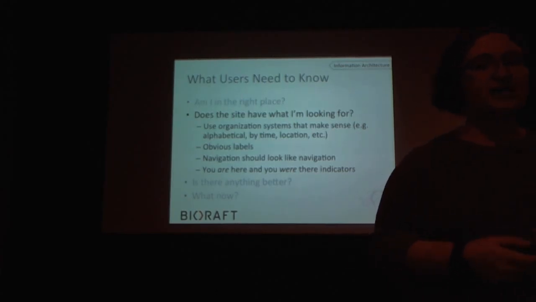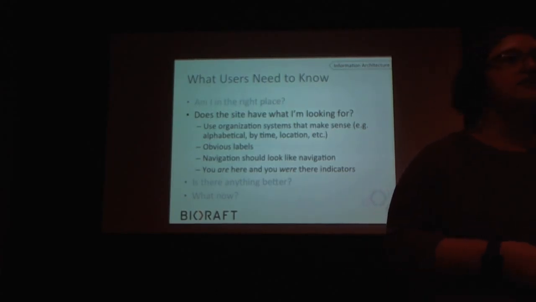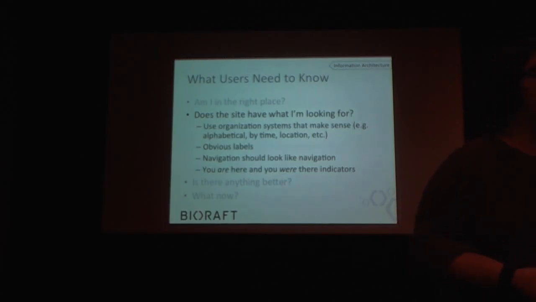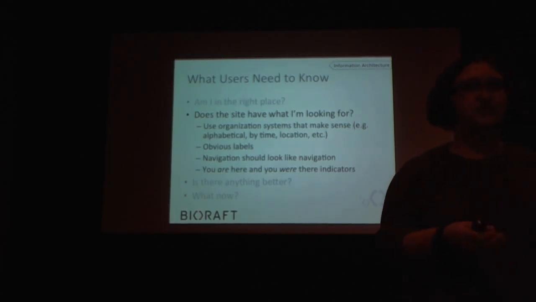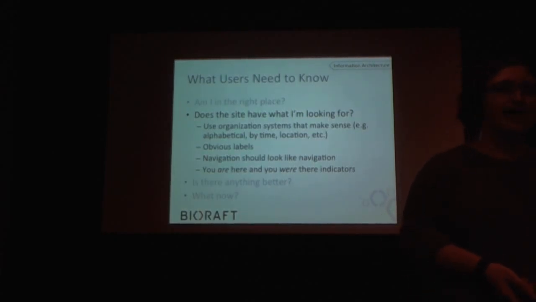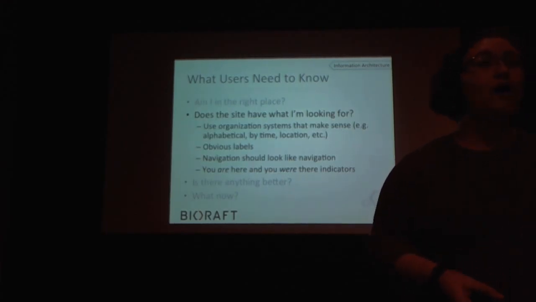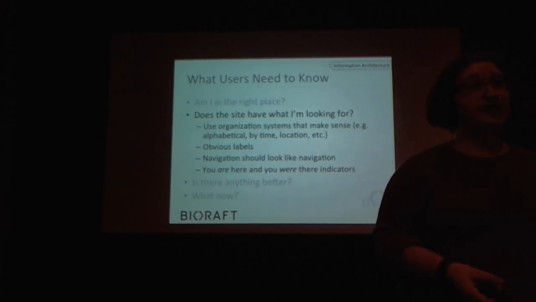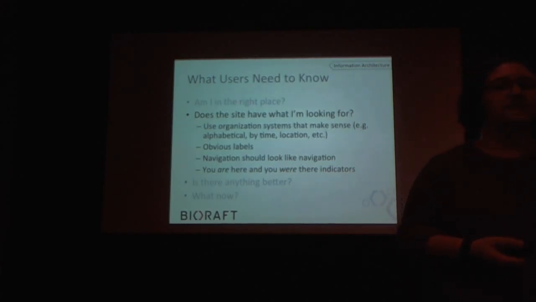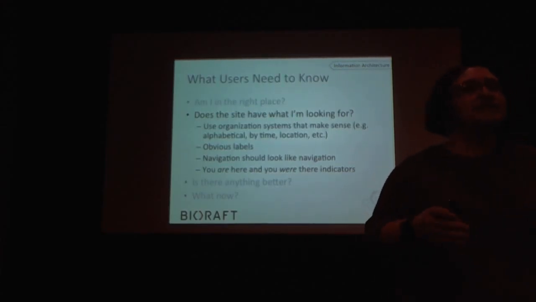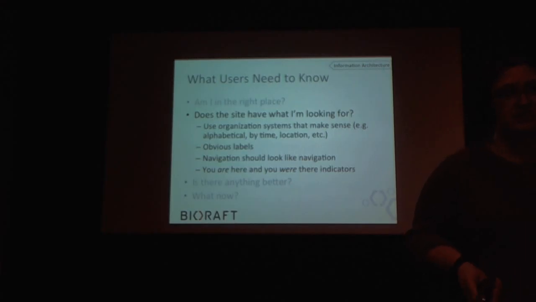And also the navigation should look like navigation. I know there was some issue with iOS 7 when it came out, that super flat design, where things didn't have the button around them anymore, so people were confused. They didn't realize that that was actually how they got places. Also, you are here and you were there indications are very useful because they help tell people, okay, you've been there, or this is how you got here if you need to get here again. These are the decisions that you've made.